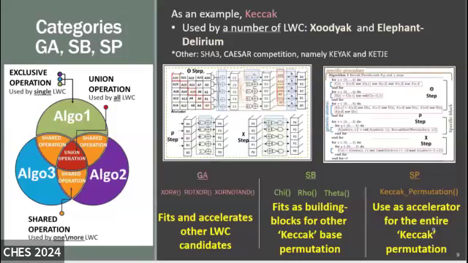So one of our motivations in this research is to investigate opportunities where new instructions and associated hardware can be shared among other LWC algorithms. To demonstrate that, let's examine the CHES permutation. This permutation is used by both the Xoodyak and Elephant versions of LWC. More than that, the CHES F permutation is a fundamental building block for SHA-3 and for two candidates in the CHES competition, namely KIAC and TJI.